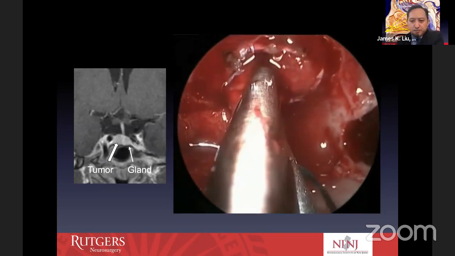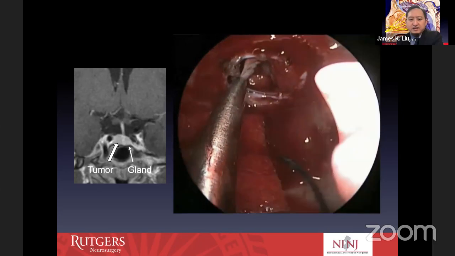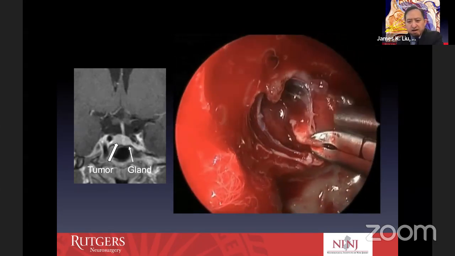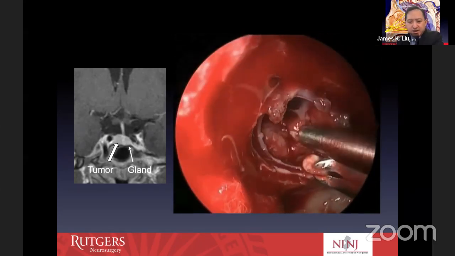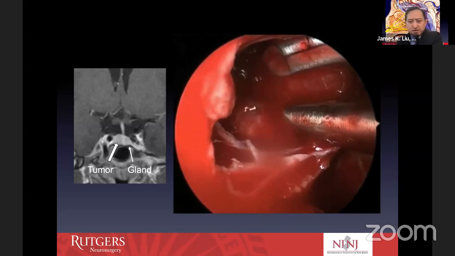Now, in Cushing's patients, you can very often get cavernous bleeding because these tumors will abut the medial wall of the cavernous sinus. So if you do encounter cavernous bleeding, don't panic. You can just use Gelfoam or Surgicel and gentle packing.